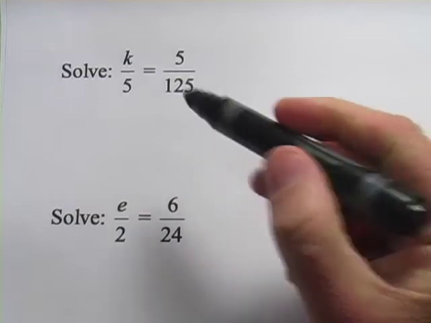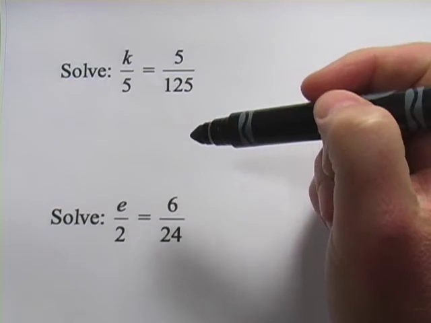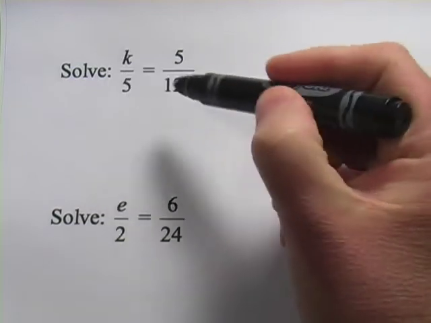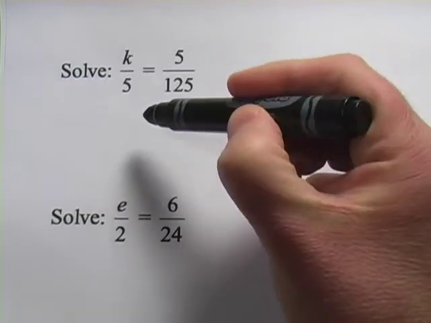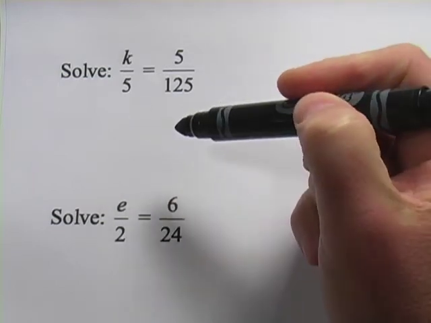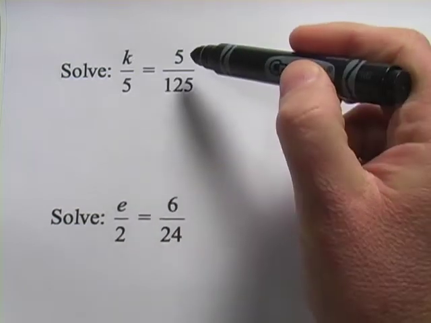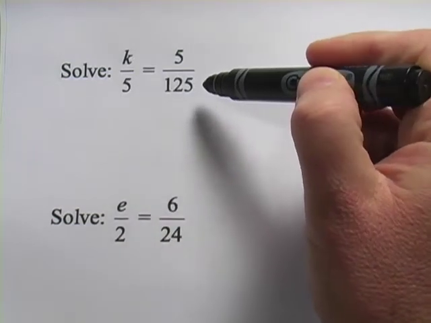In these problems, we're solving for values in proportions. And you may have seen proportions before. Just as a refresher, a proportion is two ratios, or two fractions, set equal to each other. And it's a really useful thing in math because what it says is that the relationship between k and 5 is the same as the relationship between 5 and 125.